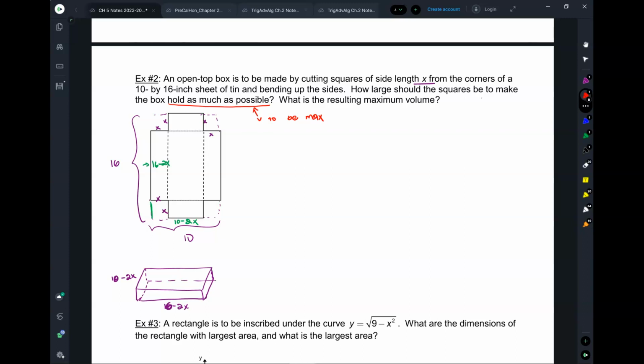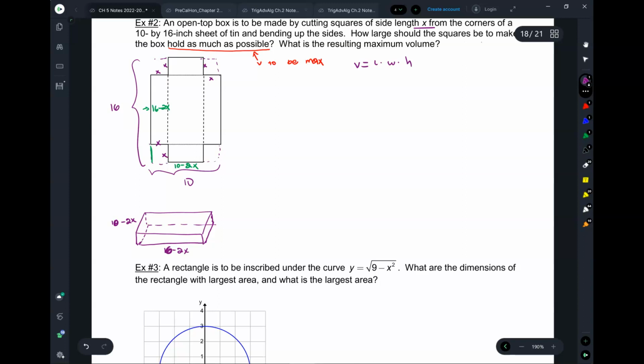What should x be in order for the volume to be a maximum? If we want the volume to be a maximum, now we have to come up with the volume of this box. So remember, volume is length times width times height. Okay? Length times width times height. So here, this is V of x. The length is 16 minus 2x.